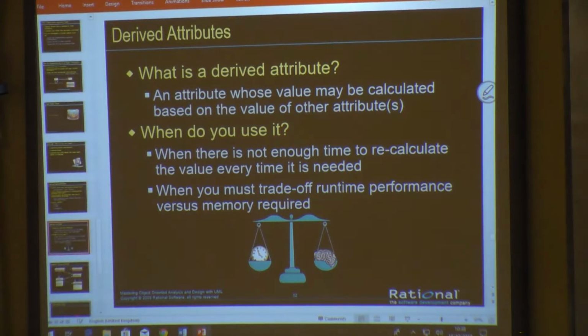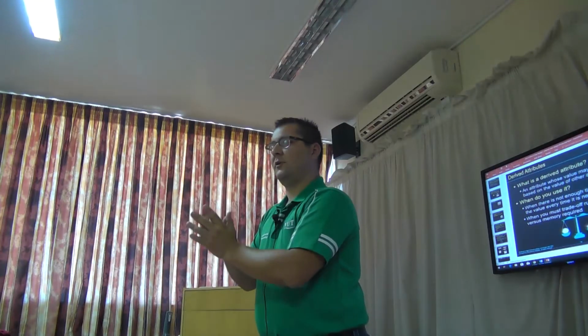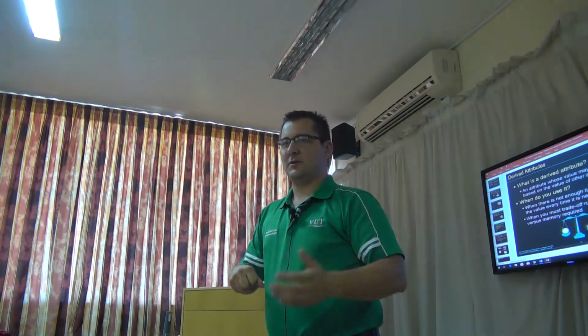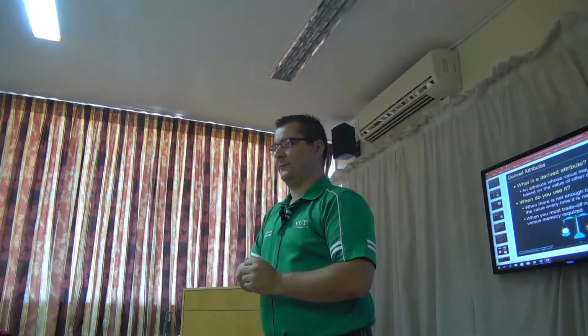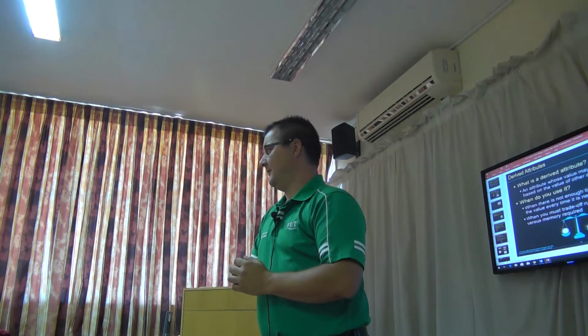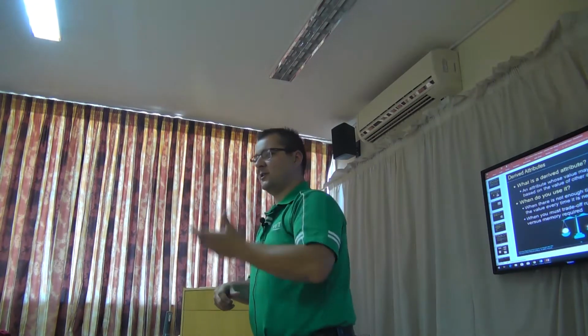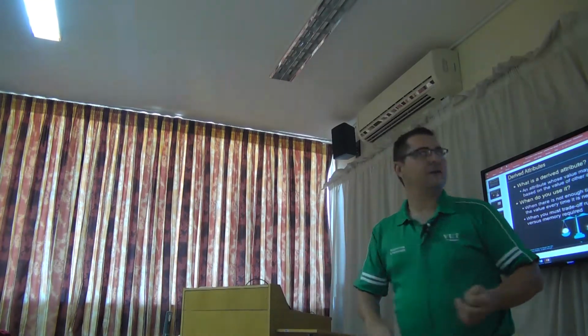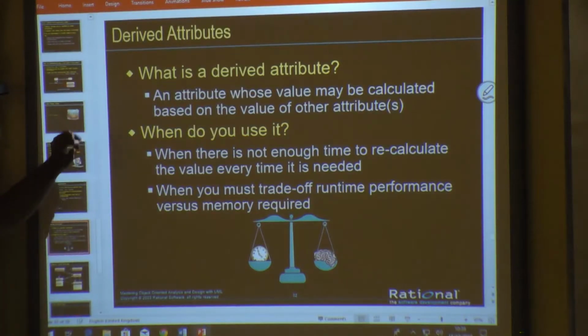A derived attribute is an attribute whose value may be calculated based on the value of some other stored attribute. So, what will we store? We will store your date of birth. Do we need to capture your age today? No, because tomorrow it's going to be irrelevant, or in 2 weeks' time, it's really irrelevant because it can be calculated.